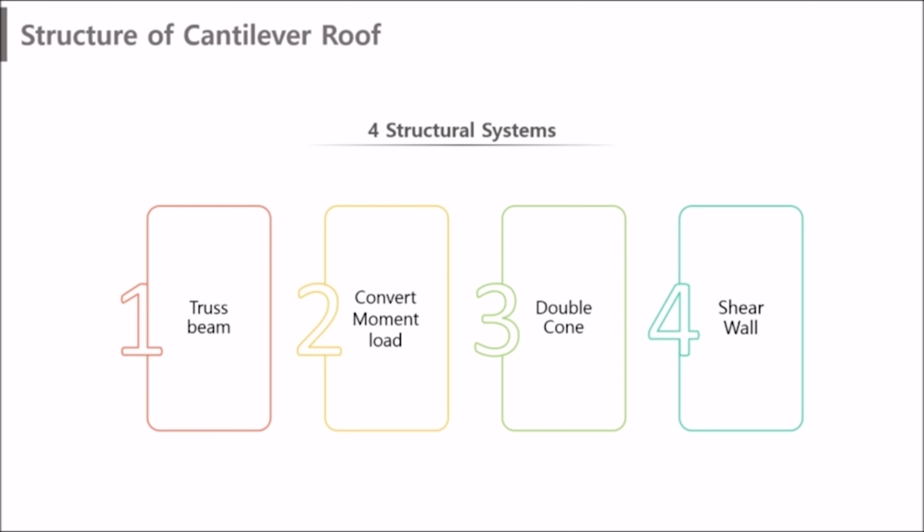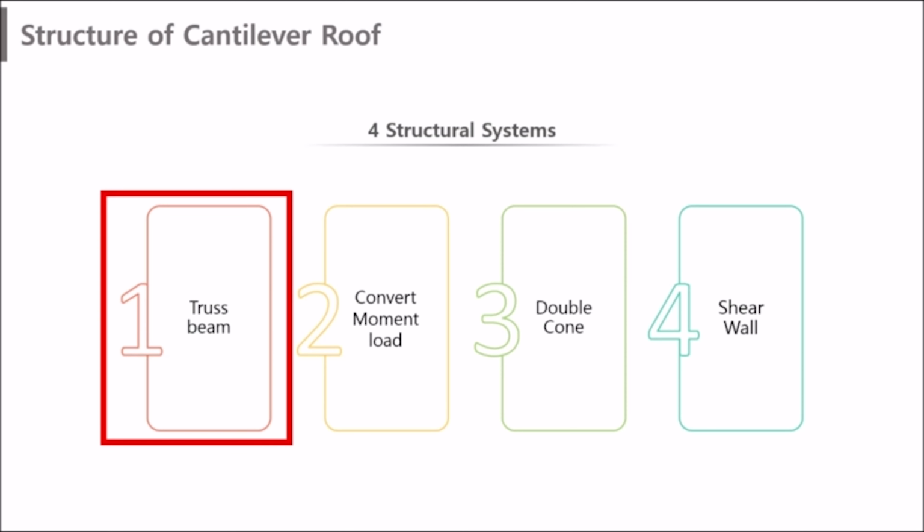4 structural systems are applied to provide stable support for roofs with long span. When the loads are applied, the moment load of the crown truss beam is converted to vertical load. The double cone supports the roof, and the shear wall transfers the vertical load to the mat foundation.